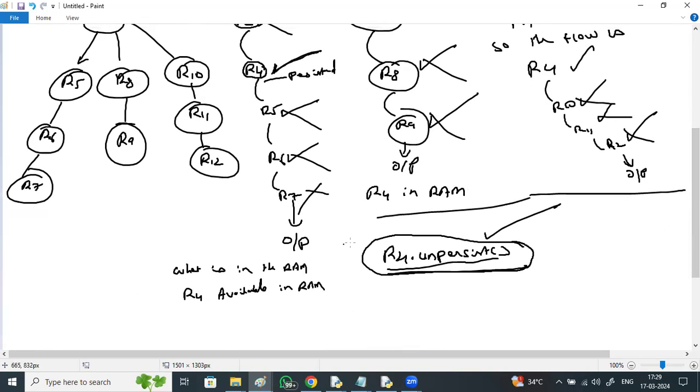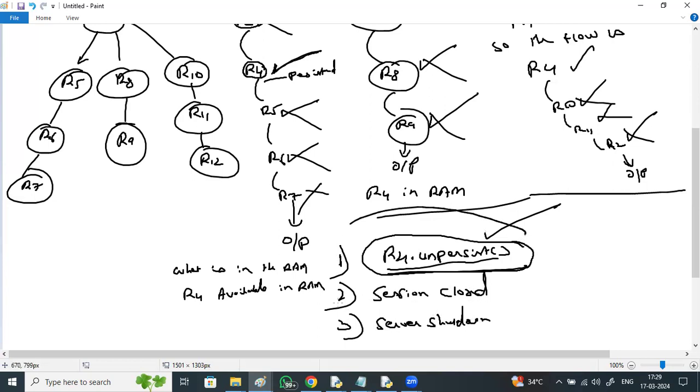There are three ways to unpersist an RDD. This is one way, forcefully unpersisting it, removing it. Another is when the session is closed, and another is when the server shuts down. So this R4 gets unpersisted.